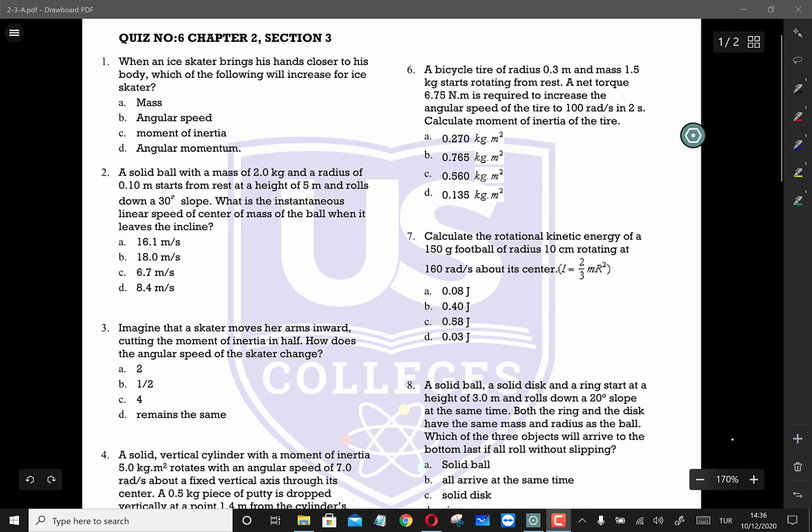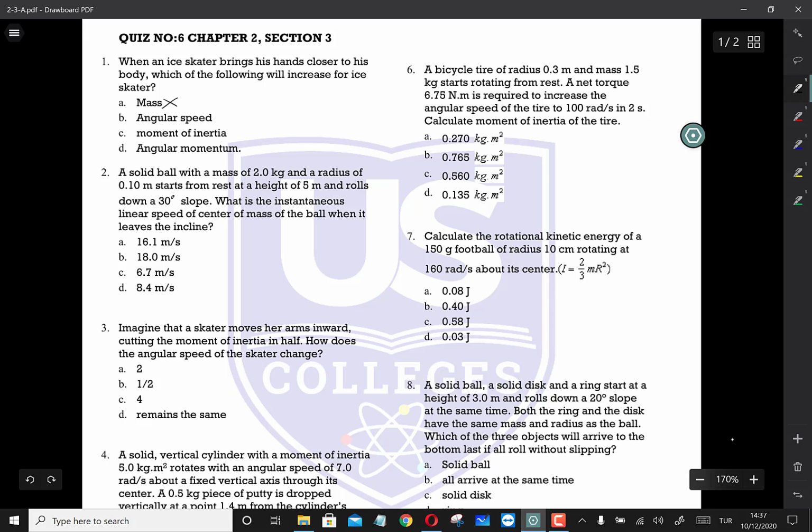All right, let's prepare the answer key for this quiz number 6, chapter 2, section 3. Question number 1. When an ice skater brings his hands closer to his body, which of the following will increase for the ice skater? A is mass. Mass is the amount of matter. It stays constant, never changes, so this is not the answer.